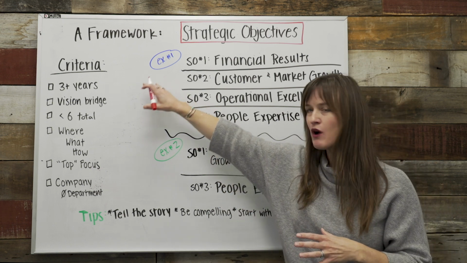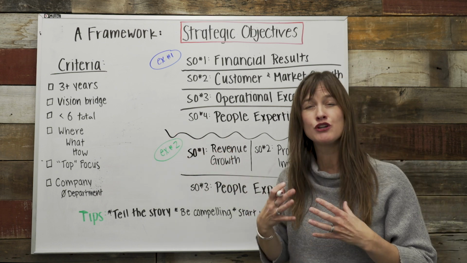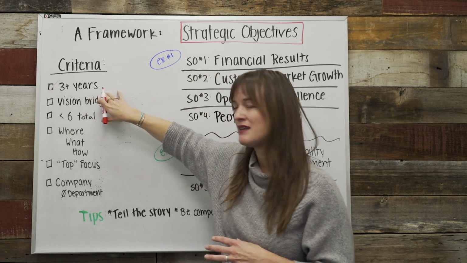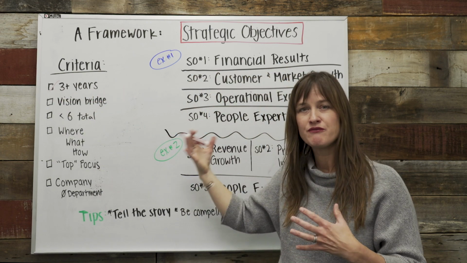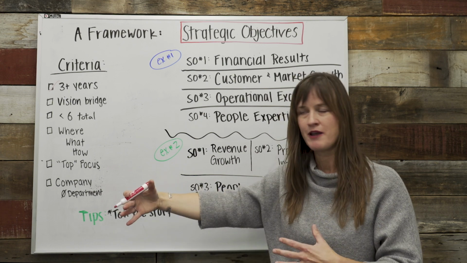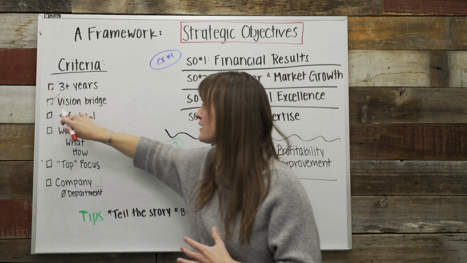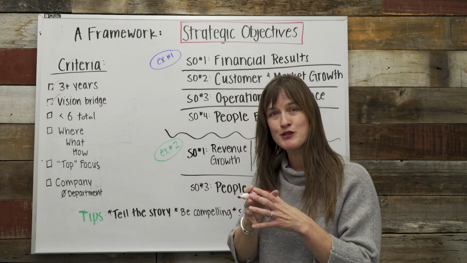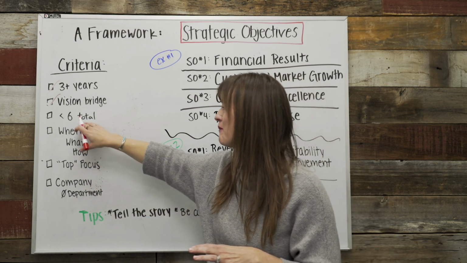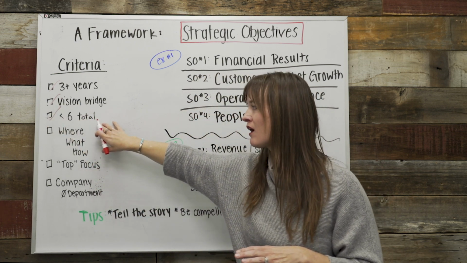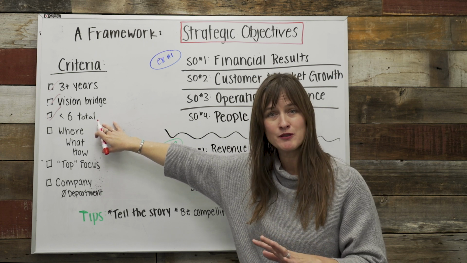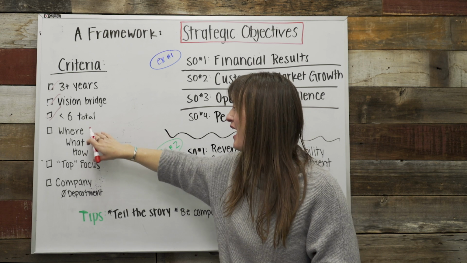Before we do though, let's walk through some criteria of what makes good strategic objectives. So first things first is they need to be multi-year in nature. 3 years, 5 years, whatever works for you, just longer term than annual. They need to have some runway. A vision bridge, we already talked about that. They are absolutely the translation from your vision to your annual execution. Let's agree less is more. If you have more than 6, you have too many. So full stop. The more you have, the bigger your plan. No one needs bigger plans.